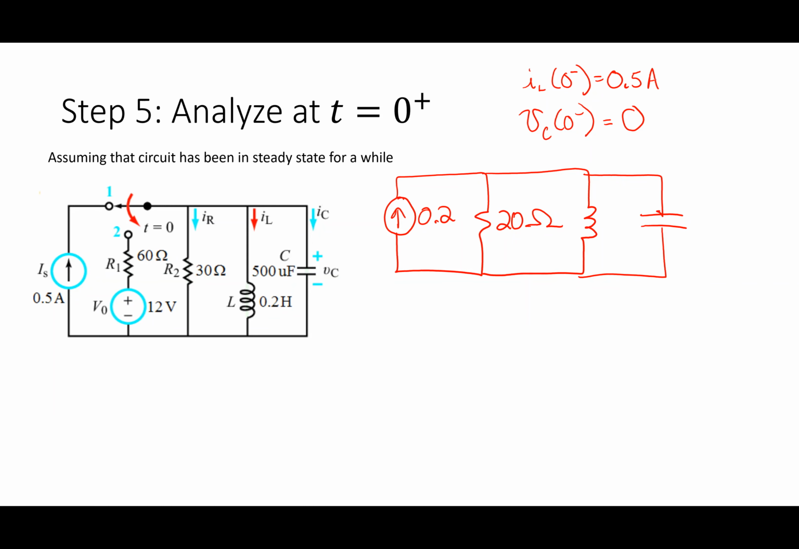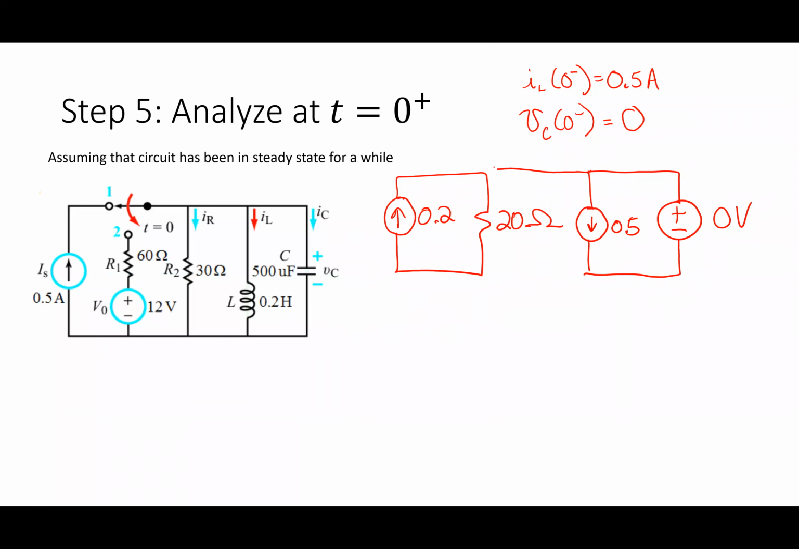Capacitor is replaced with a voltage source and inductor is replaced with a current source. All right. So I have a 0 volt source here, which is the same as a short circuit. And the current source in this case is going to be a 0.5 amp current source.